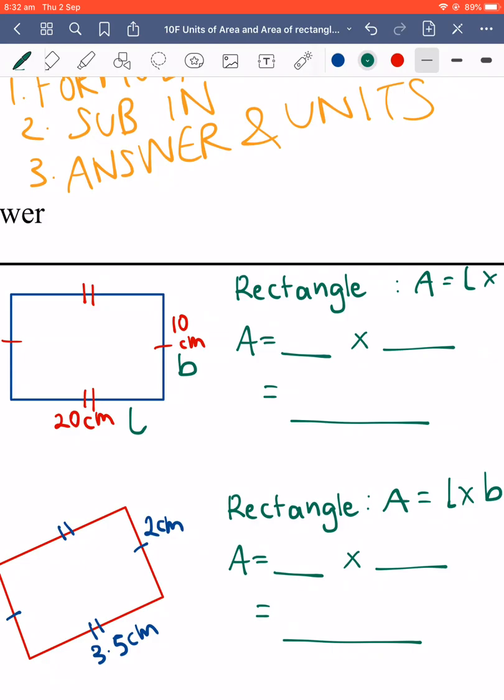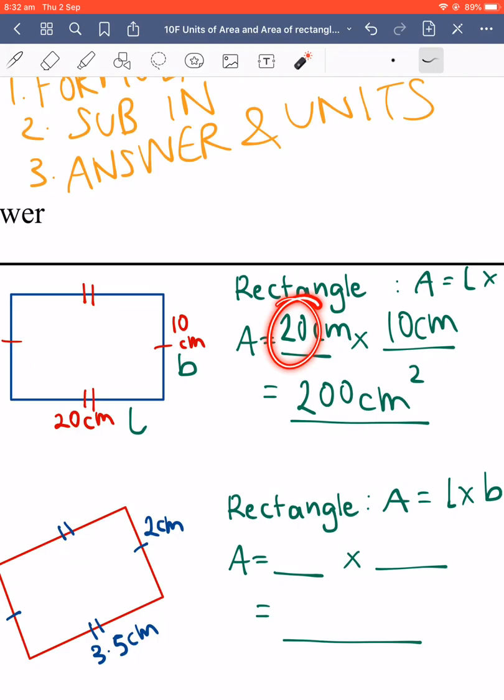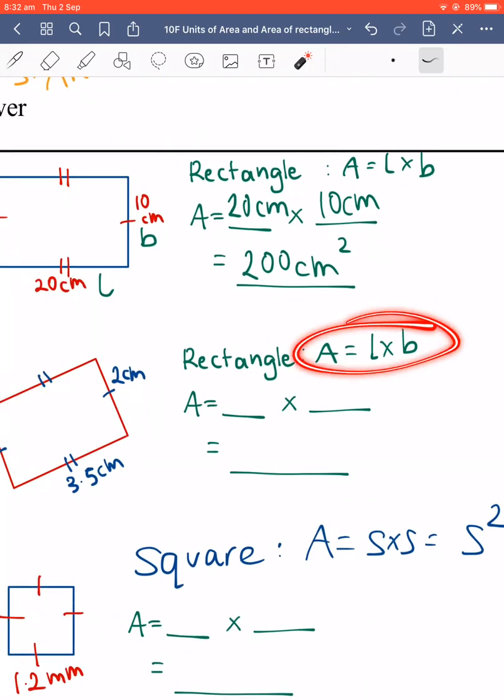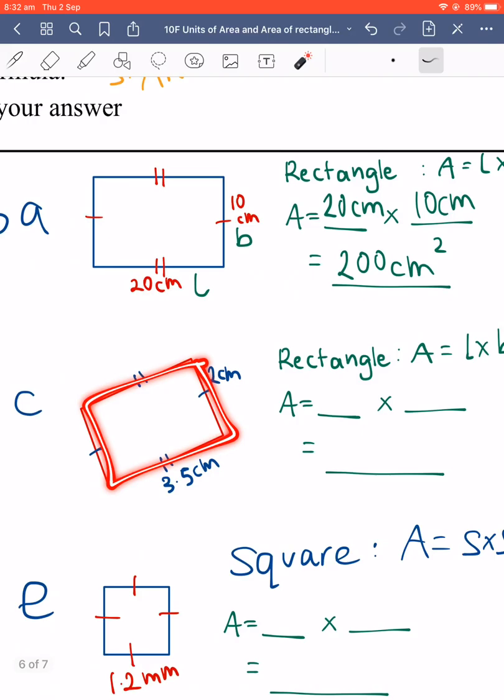So my area is equal to 20 centimeters multiplied by 10 centimeters, which gives me 200 centimeters squared. Okay, and remember, you're doing the numbers, they multiply together, and then the centimeters, you end up with centimeters squared for our area. Next one, C, again, same process. Which type of actual shape do we have? Write out your formula, followed by identifying and annotating your diagram.